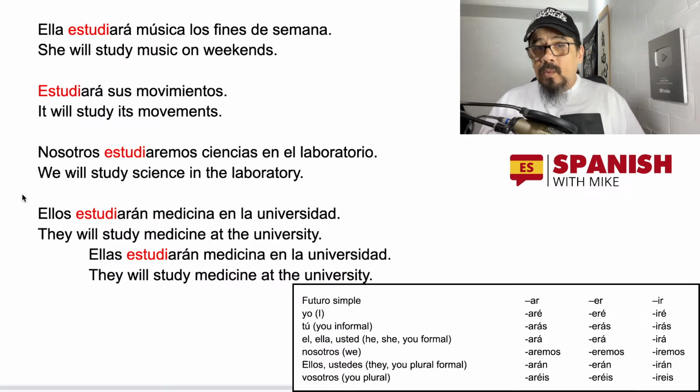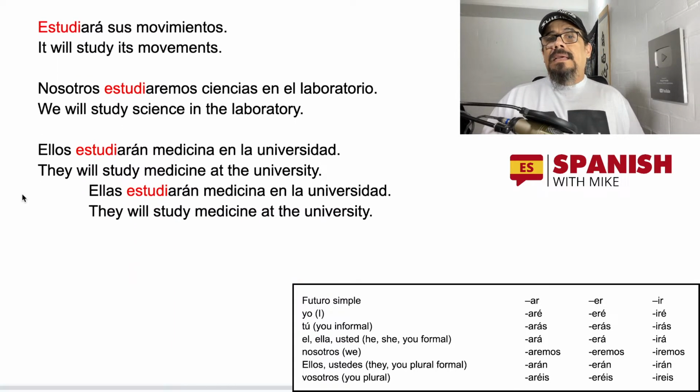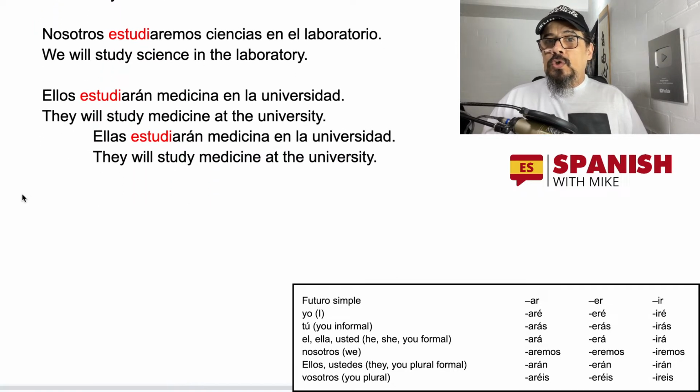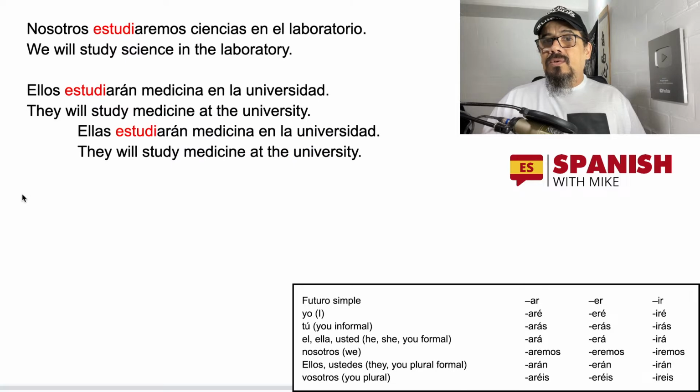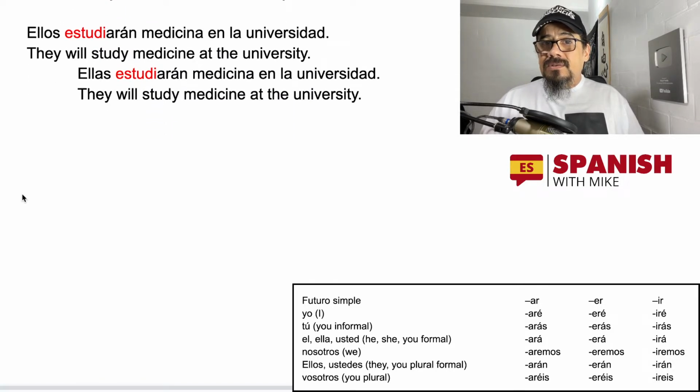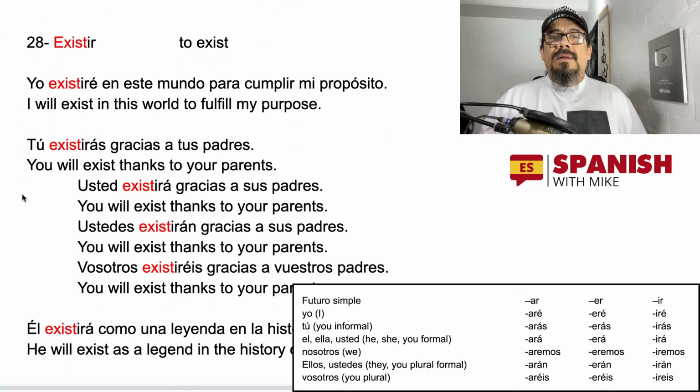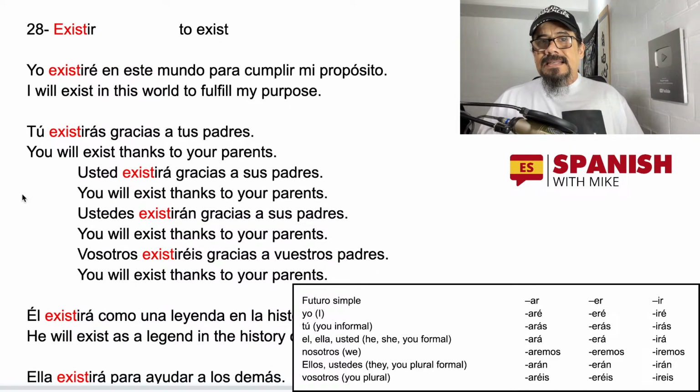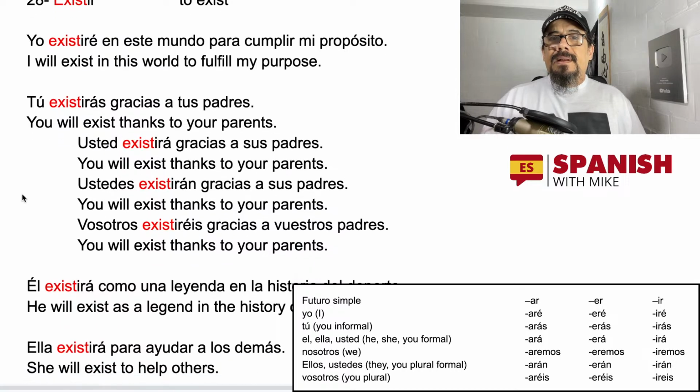Ella estudiará música los fines de semana. She will study music on weekends. Estudiará sus movimientos. It will study its movements. Nosotros estudiaremos ciencias en el laboratorio. We will study science in the laboratory. And ellos estudiarán medicina en la universidad. They will study medicine at the university. Male. Ellas estudiarán medicina en la universidad. Female. Verb 28. Existir. To exist.